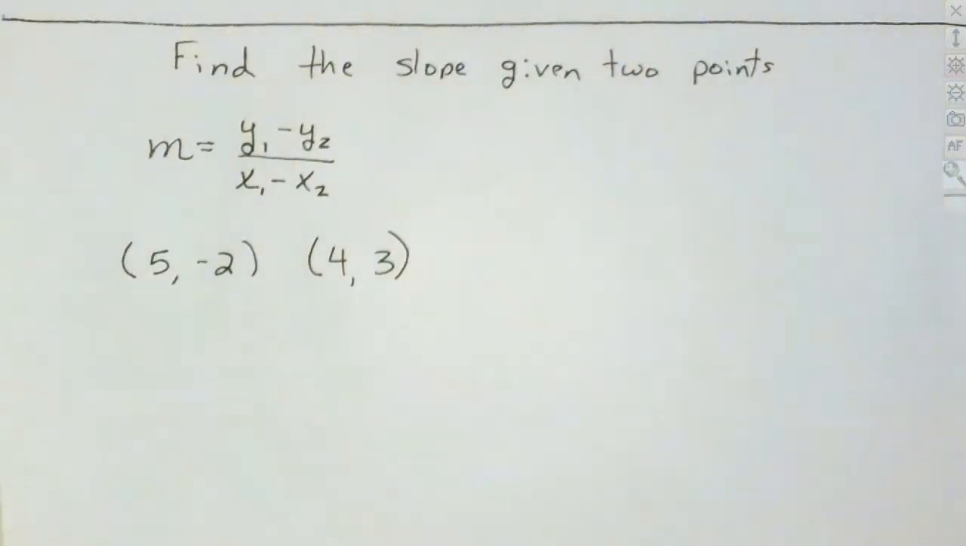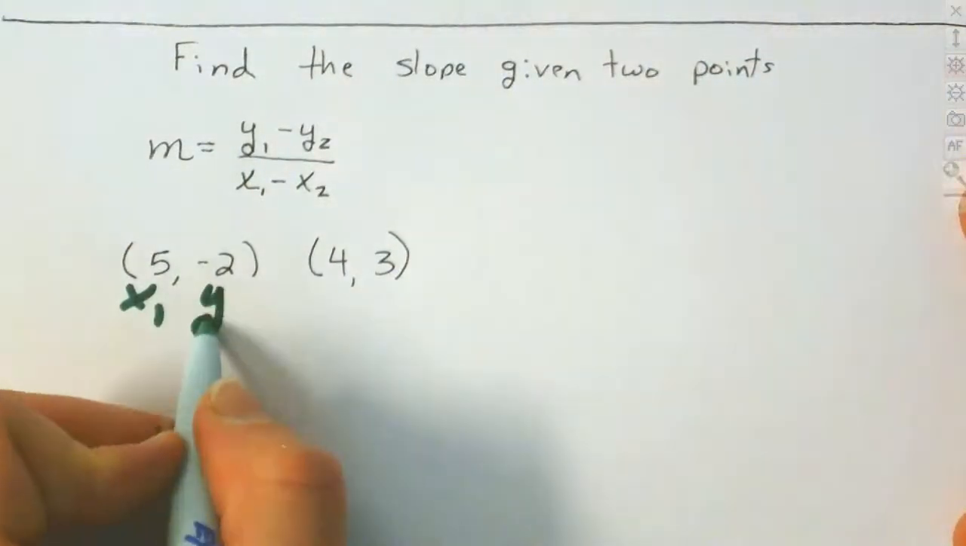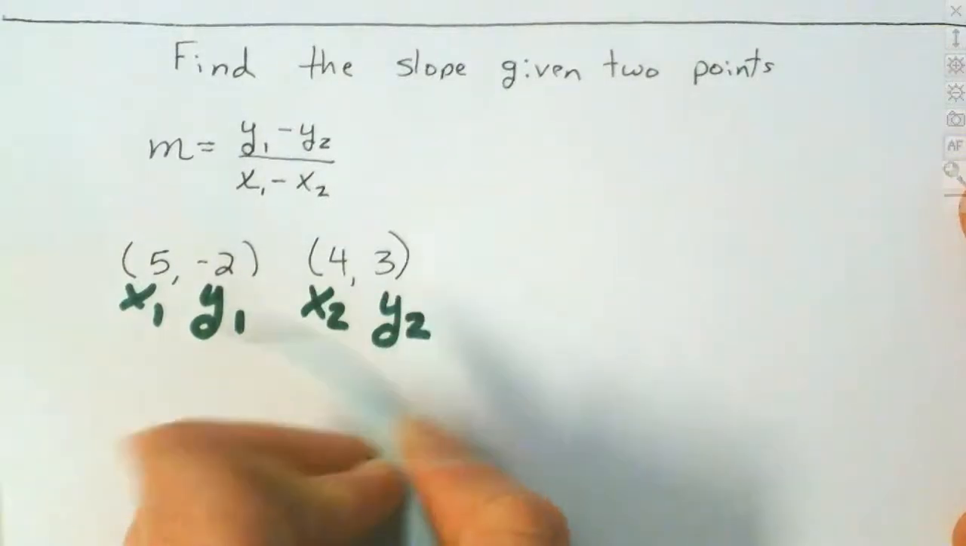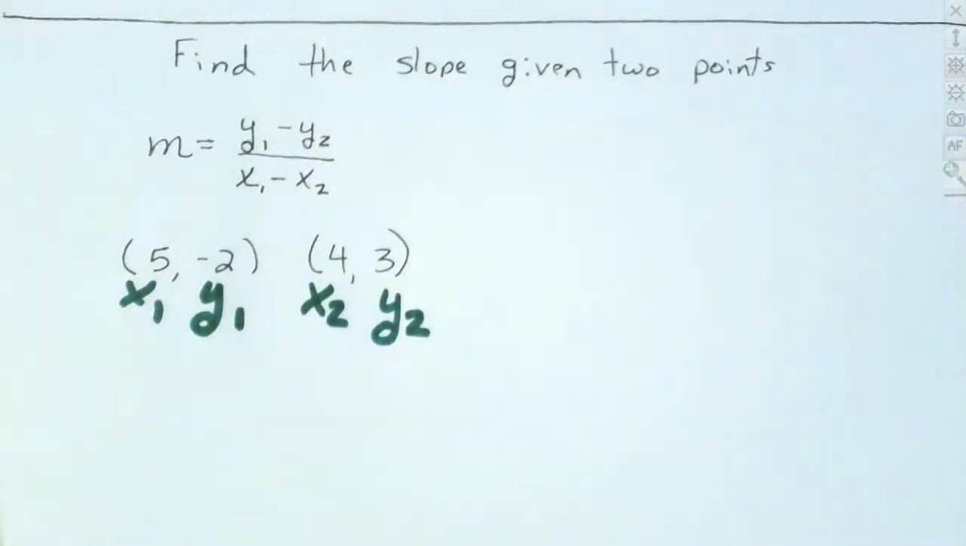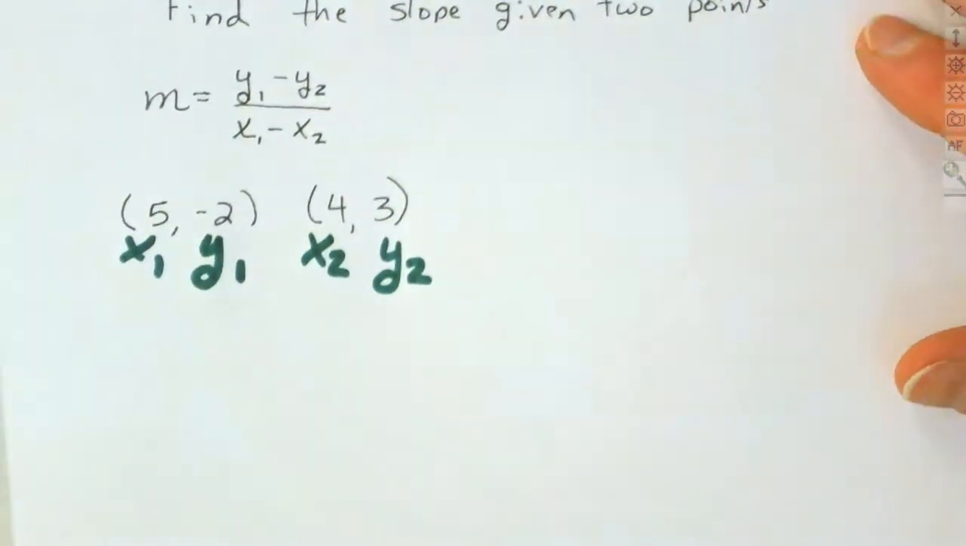Now, what we do is we label our ordered pairs so that they can go into our formula. And we label them with x and y. And our first one is going to be x1. So this one's going to be x1, y1. And this one's going to be x2, y2. All right? And now we just fill in our slope formula. So we've got our formula. Now we just take a moment to plug the values in.